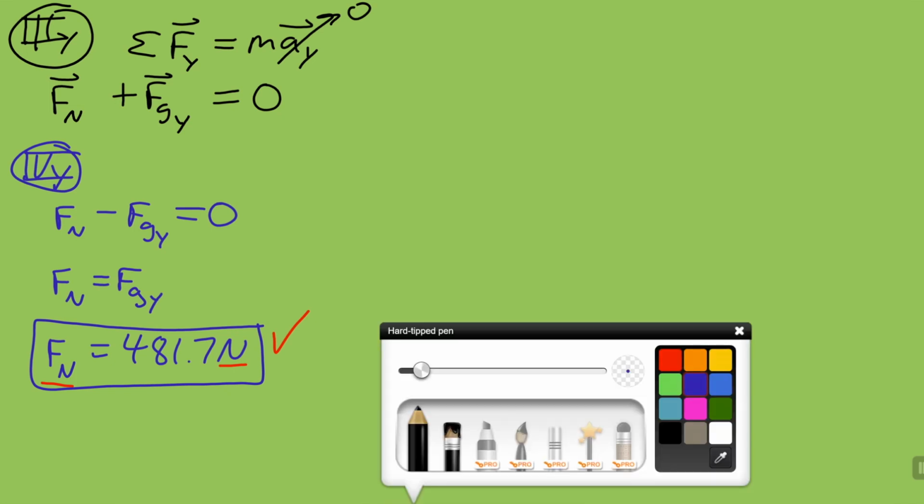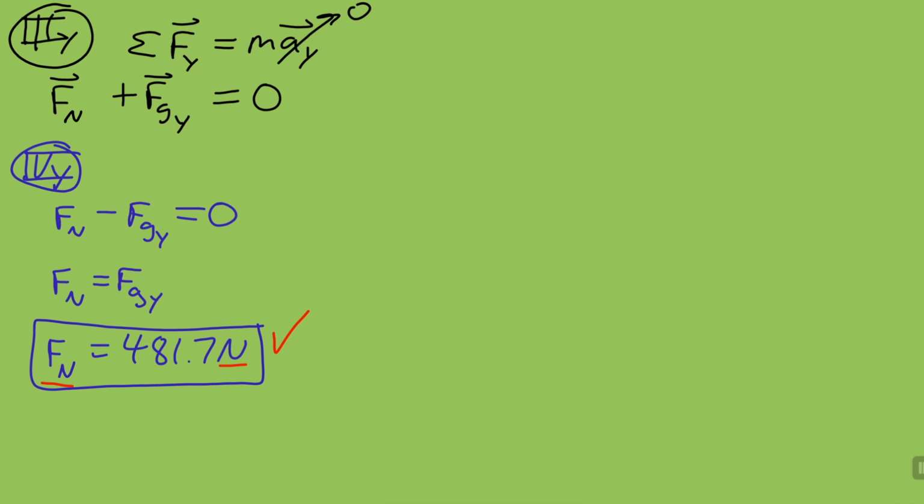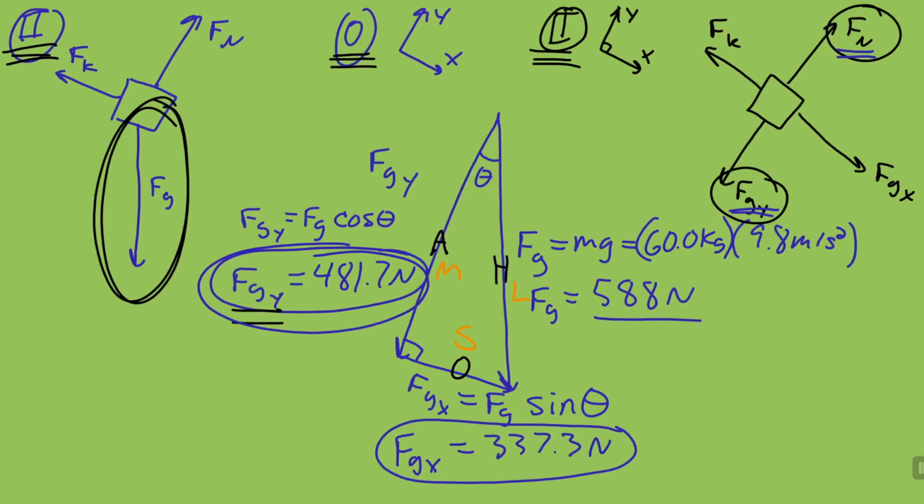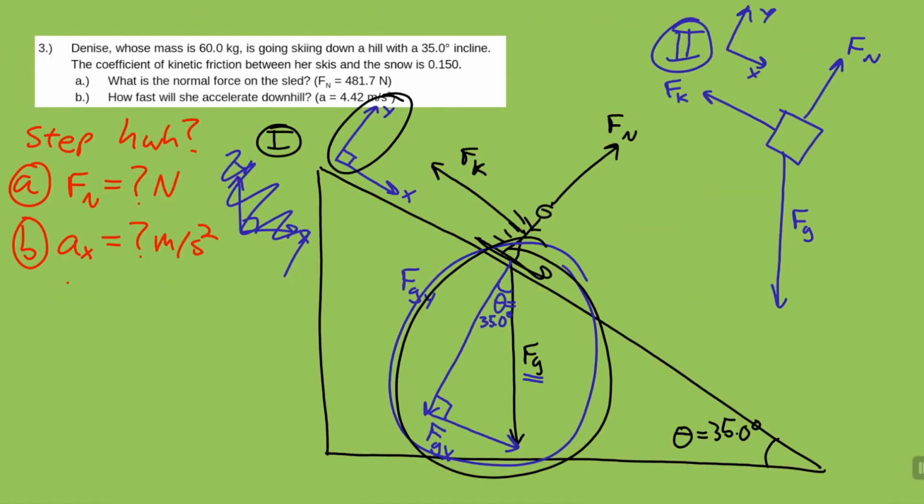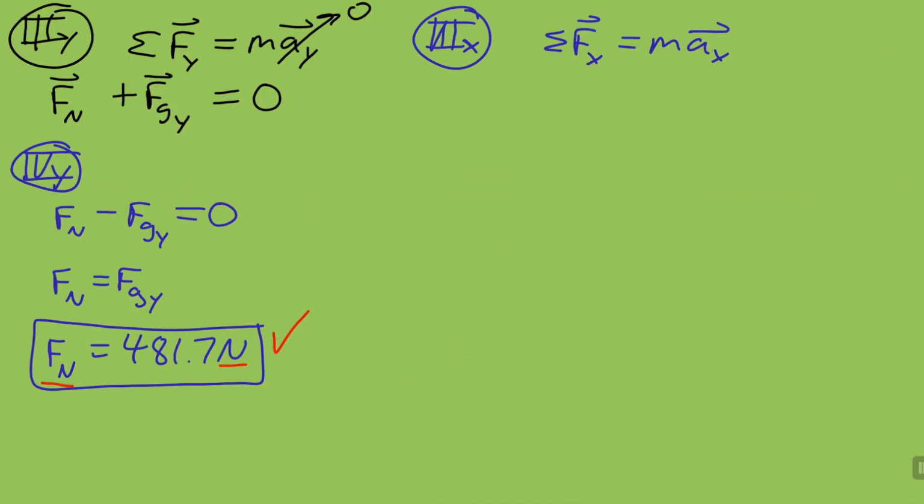The next thing we do is step 3 on the x side. So step 3, x side. Sorry, that isn't x. So we have sigma f sub x with a hat is equal to m a sub x with a hat. So let's look back at our sketch. Denise, she's skiing. She may be accelerating downhill, so we can't just say that a sub x is 0 because it might not be. So that means I'm keeping the right side. A sub x is not 0. So for now, I just copy this again, put a hat on a sub x.